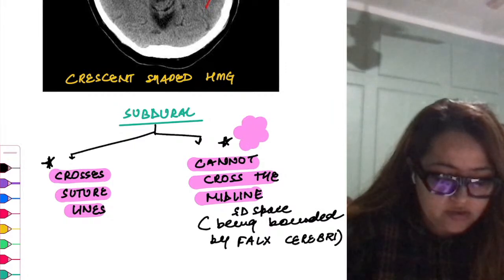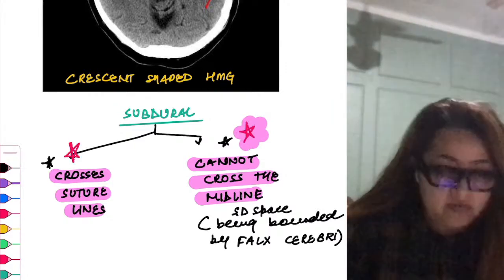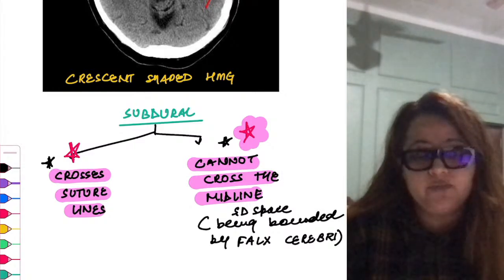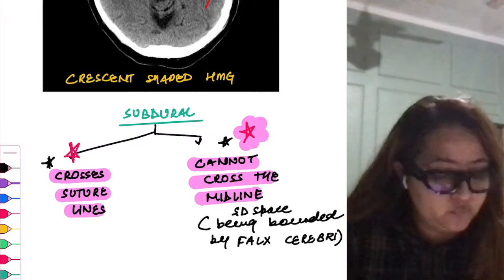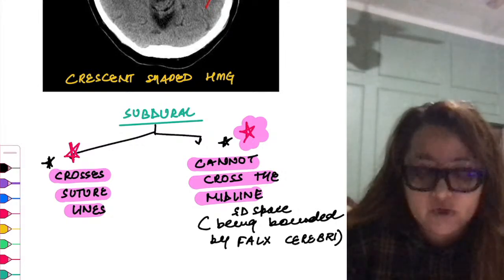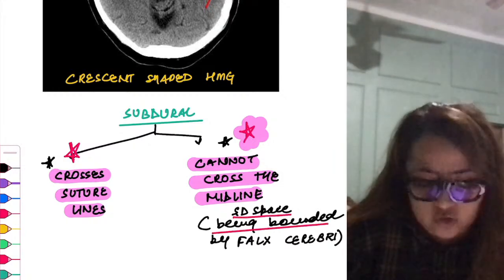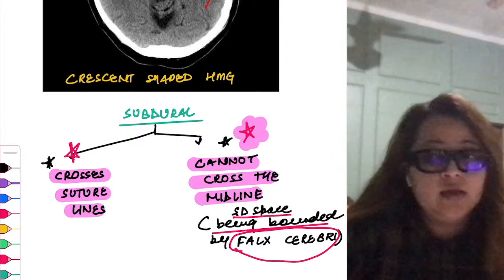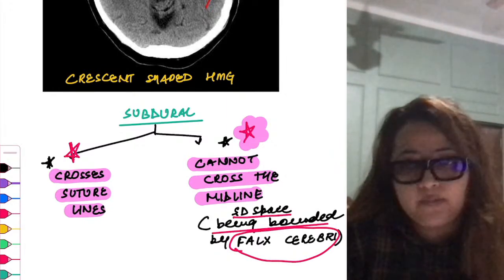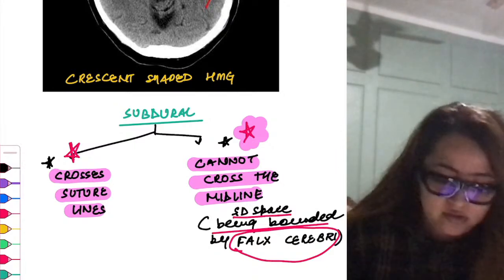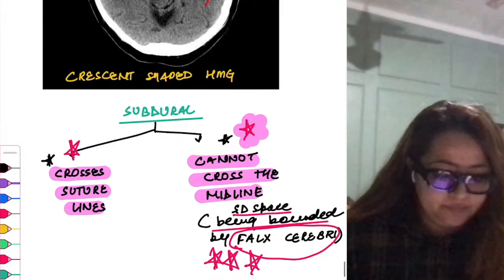So these points are very, very high yield, guys. Please make a note of it. They have been asked several times. Can it cross the midline? Subdural hematoma cannot. So what is the reason why it cannot cross the midline? The reason is that the subdural space is bounded by the structure known as the falx cerebri. So if they ask you what is stopping the subdural hematoma from crossing the midline, your answer is going to be falx cerebri. This is a very high yield point.